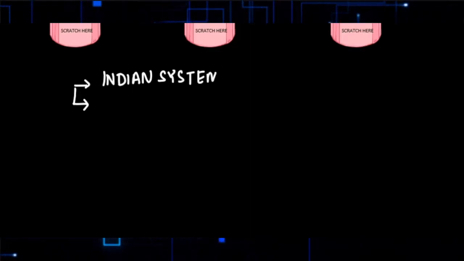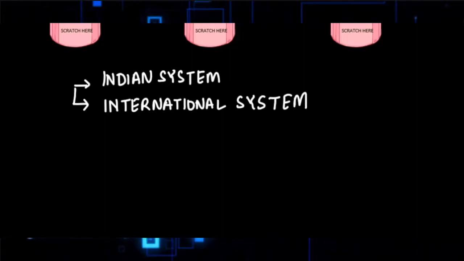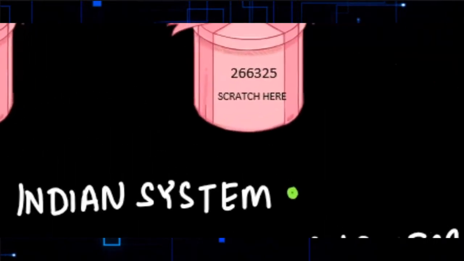First method is called the Indian system. And we have an international system also. That means if you know this particular system, you will be able to read like a person from Europe or America or any continent. You and that person will be reading the same. So the next one will be the international system. Which one would you like to read first? Let's start with the Indian system.